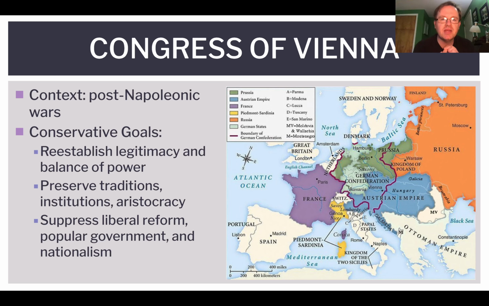And in that effort, this conservative reactionary movement tries to preserve tradition, institutions like the church and the aristocracy, to suppress revolution, right? They basically thought, look at what the French Revolution did, all sorts of chaos, spills over all over Europe, people getting their heads chopped off. This is what liberalism is in their minds, and this is what needs to be restricted. So they will suppress liberal reform.